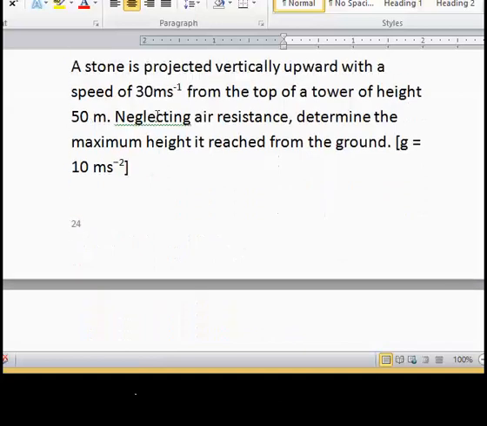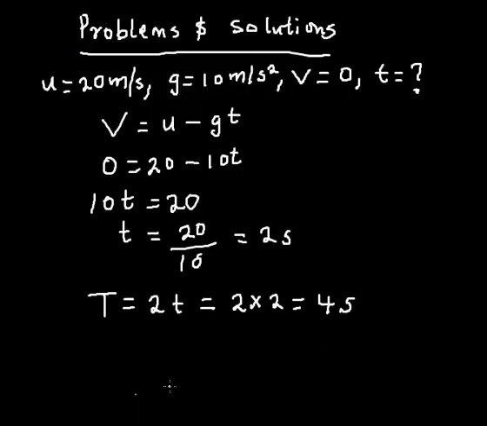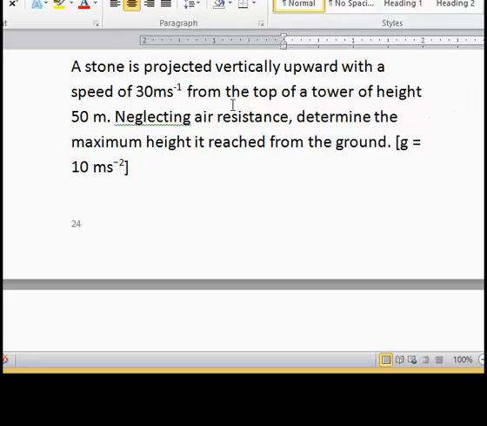This one goes this way. A stone is projected vertically upward with a speed of 30 meters per second from the top of a tower of height 50 meters. As you can see, this particular stone wasn't projected from ground level. It was projected from the top of a tower, and according to the question, the height of the tower is 50 meters. The stone was projected upward, and of course it falls down to the ground level.